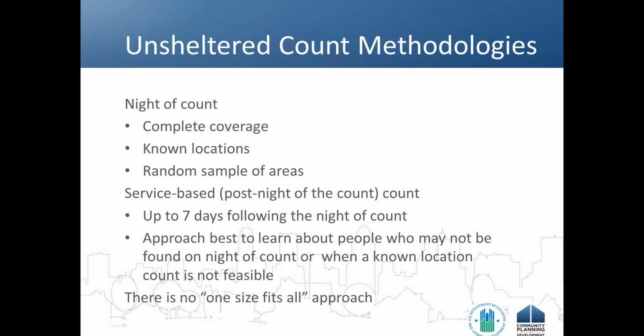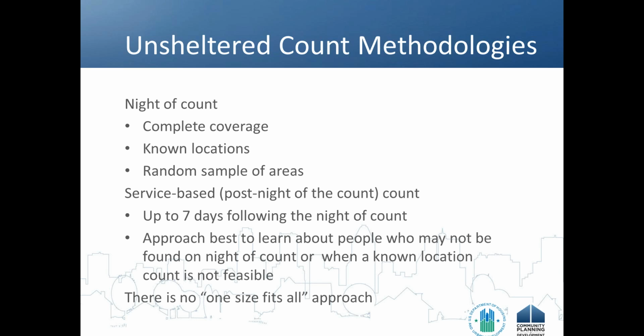Some COCs actually use their service-based count in that 3rd county in this example to try to get at that population that they know it would be really difficult to catch on the night of the count, but that they're likely to catch through a service-based opportunity. Finally, you could do a random sample of areas, which is just that. It's selecting what your geographies are, bottling them into small groupings, then doing a random sample of them and counting based on your random sample. There's more sophisticated ways to do that, like stratified random samples.